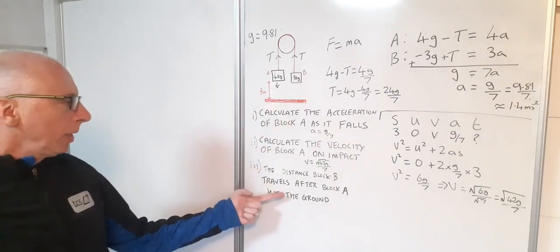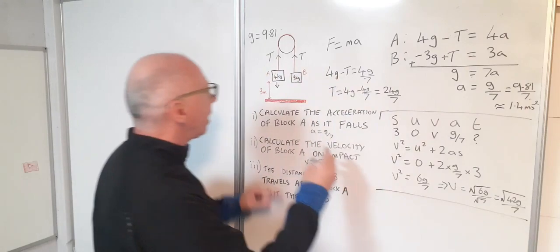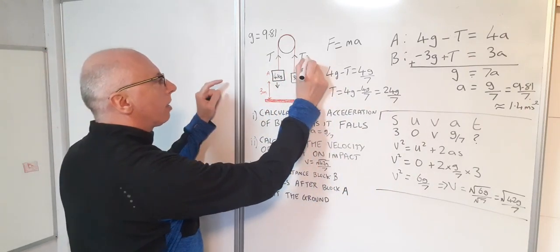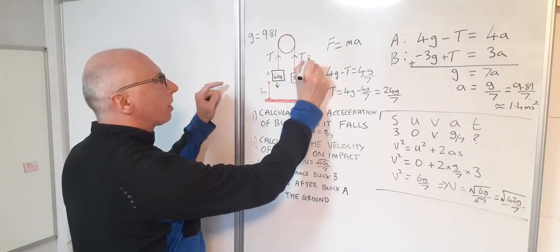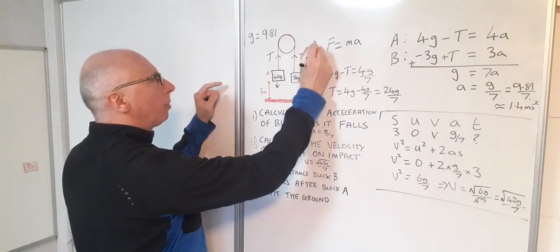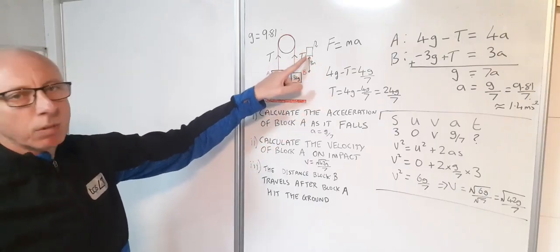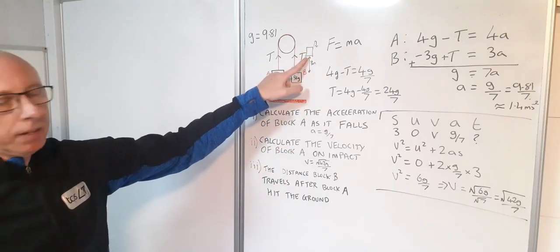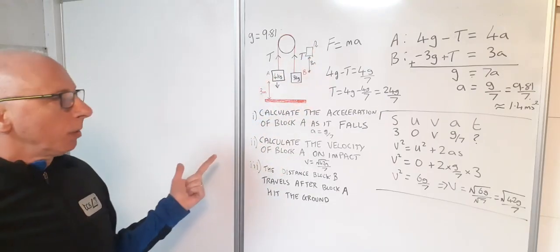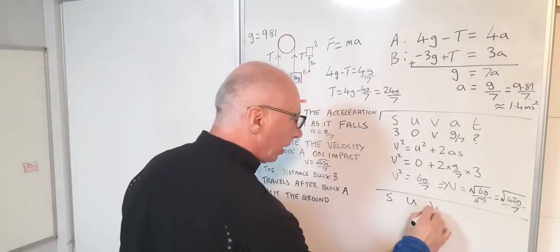Now we've got this last one, block B: how far does it travel after block A hits the ground? Now what happens there is after this block hits the ground, this block B is still going to go up a little bit. So just imagine that there is our 3 meters. Block B will still go up a little bit, but then it will come back down again as the gravity acts upon it. And when it falls back down again, the string will go tight again when it gets back to this position here. So we need to work out what the distance is that it's travelled up and then maybe double it.